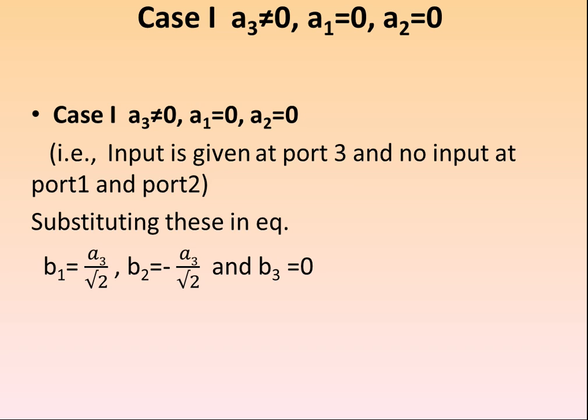An input at port 3 equally divides between port 1 and port 2, but introduces a phase shift of 180 degrees between the two outputs. Hence, E Plane Tee also acts as a 3 dB splitter.